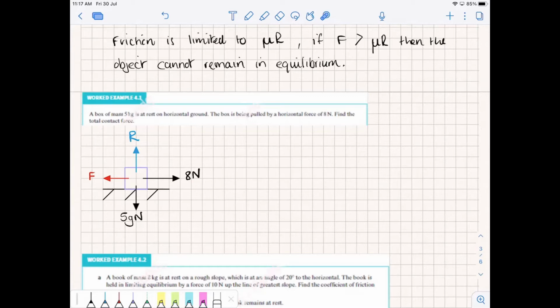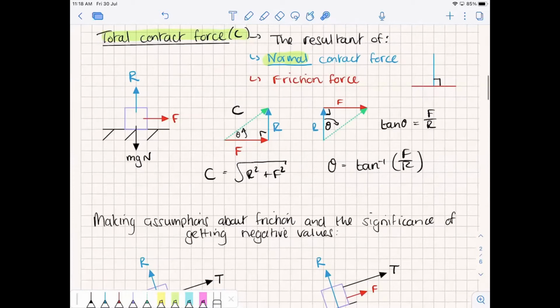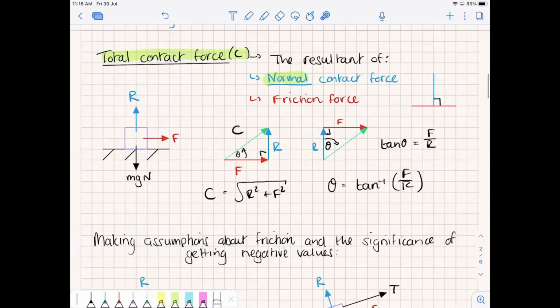Okay, so these objects are at rest. So if they are at rest, that means that the net resultant forces must be in equilibrium. So my vertical components must be equal and my horizontal components must be equal. Right, so we want to find the total contact force. If we quickly jump back to over here, you can see that I need to know the normal contact force, and I also need to know the friction force.